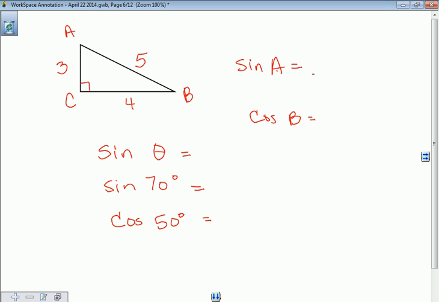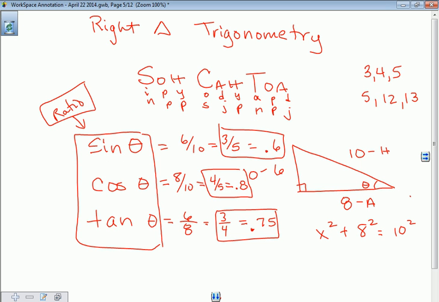Wait, Miss Willoughby, real quick. I know the sun thing and angle of elevation, what is it talking about? Well, I'll go over that again. That's fine. I'll talk about that again.